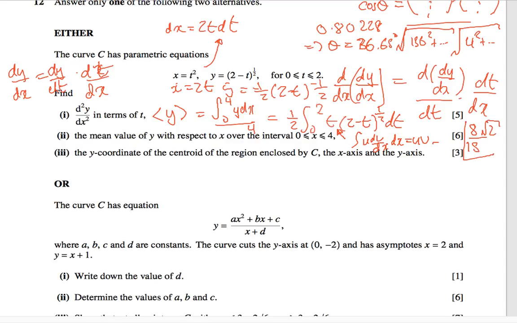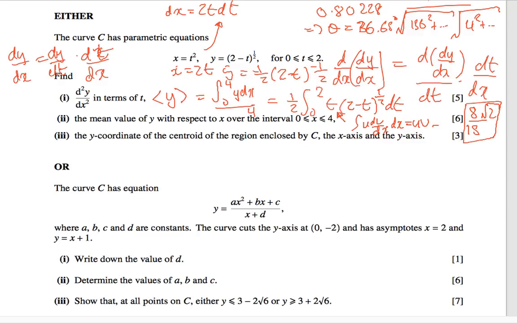When you do that integral. And then this one's quite weird. It wants the y-coordinate of the centroid of the region enclosed by C, the x-axis and the y-axis, okay? So let's just draw it out so you know what you're doing. It's always a good idea to draw diagrams if you get confused. So the curve, I think it looks a bit something like this. But that might not be right, it doesn't really matter.